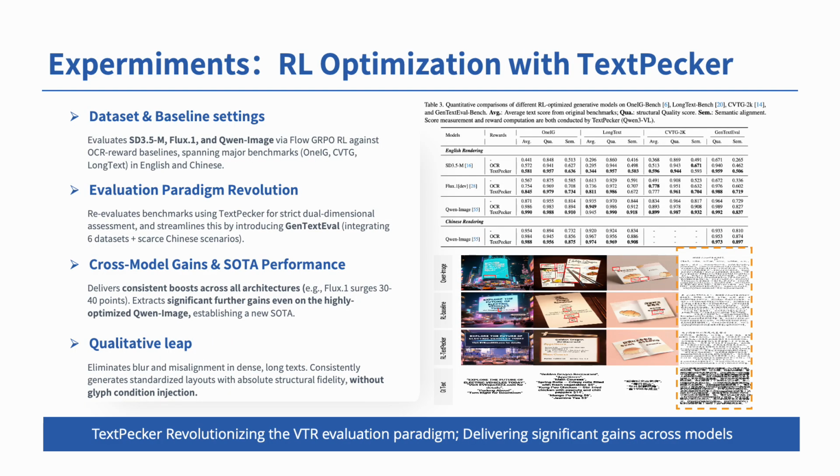But the ultimate test is generation. We plugged TextPecker into Flow GRPO. The gains are massive. Flux point 1 jumps 30 to 40 points, and the heavily optimized Qwen image sets a new SOTA. Blurriness, misalignment, and distortion in dense text simply disappear.